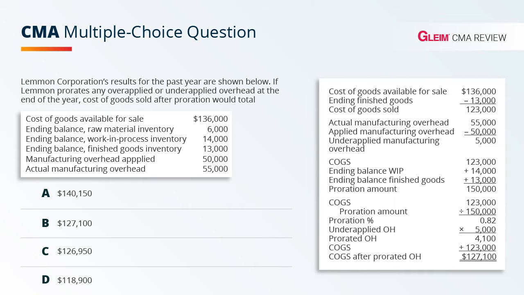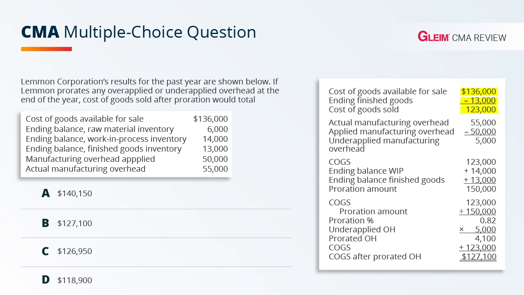So let's start by calculating our cost of goods sold. The cost of goods available for sale was provided, $136,000. We'll subtract our ending finished goods inventory to calculate our cost of goods sold. So we subtract the $13,000, and that gives us cost of goods sold of $123,000. So next, let's try to calculate our over or under applied overhead.